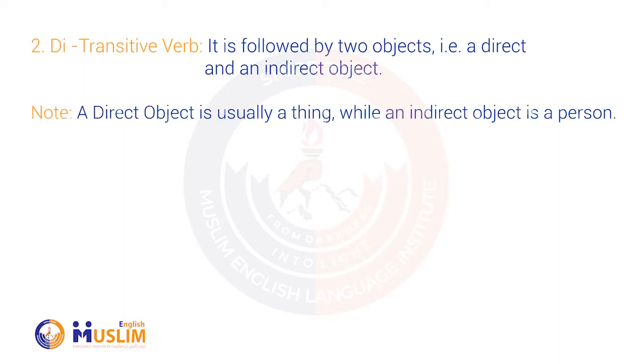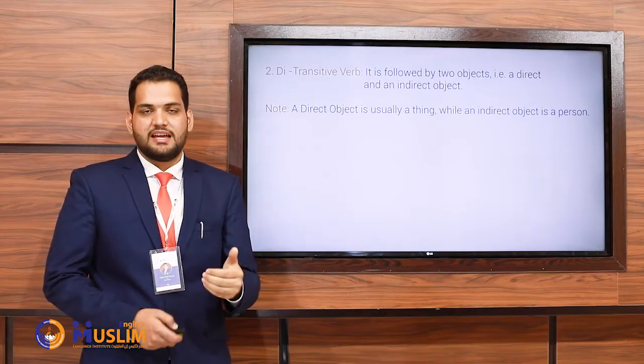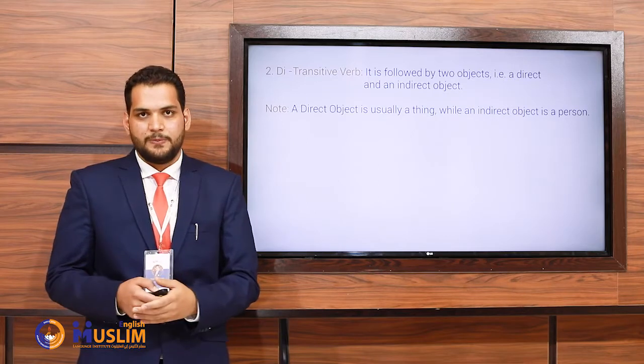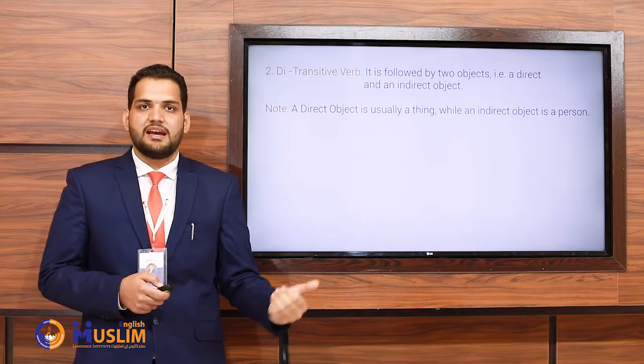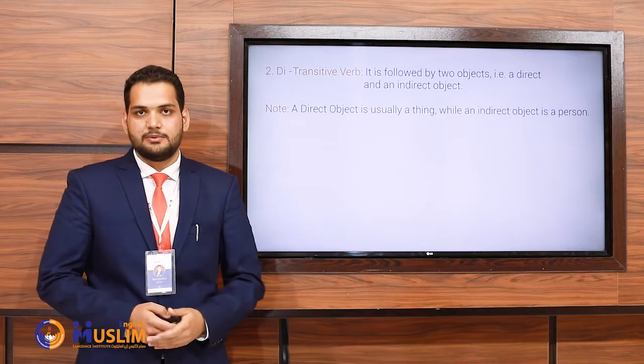Note, a direct object is usually a thing, while an indirect object is a person. The object that receives the action first is a direct object, and it is usually a thing. And the object that receives the action second is usually a person, and we call it an indirect object.